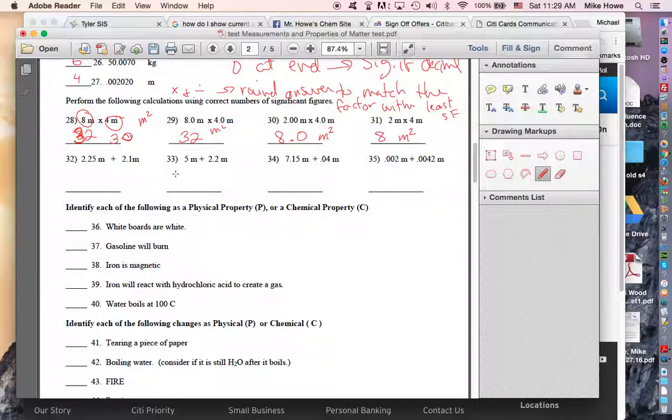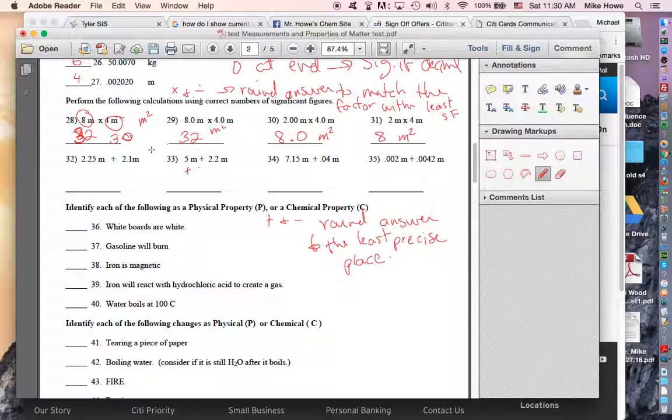Now we're adding and subtracting. And let's put the rules down here, plus and minus. Okay, so the plus and minus rule was round answer to the least precise place. So you round your answer to the least precise place.